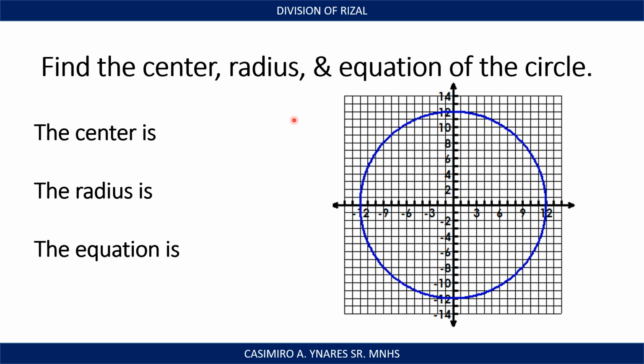Let's have another one. Find the center, radius, and equation of the circle. Given the graph, look at the graph. Where is our center? Yes, it is at the origin. Therefore, the center is 0, 0. How about our radius? Let's see where it ends. Let's look up, left, and down. So, the radius is 12. So, what will be our equation if our center is at the origin and the radius is 12?